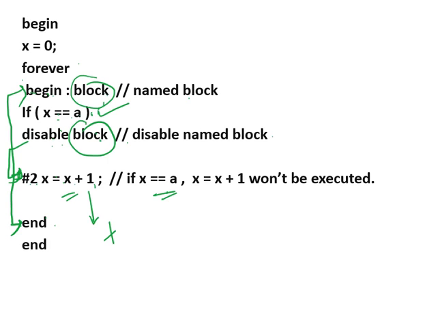But naming a block and disable, actually these are not synthesizable. So normally it is not used for design purposes. During logic design we cannot use this, because the synthesis tool won't be able to generate proper hardware, or real hardware, for this named block and disable. So this is not synthesizable. So this was all about named block and disable.